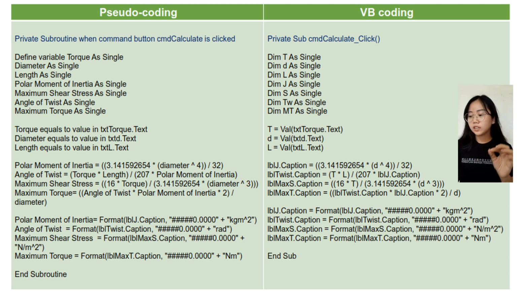So for the equation, the polar moment of inertia, which is labeled J.caption, is 3.142 times diameter to the power of 4 over 32. And the angle of twist is equal to torque times length divided by 207 times polar moment of inertia, and the maximum shear stress is equal to 16 times torque over 3.142 times diameter to the power of 3. And the maximum torque will be angle of twist times polar moment of inertia times 2 over the diameter.